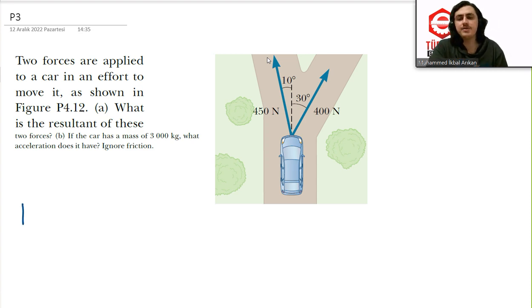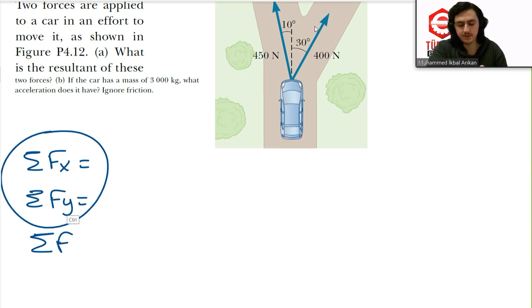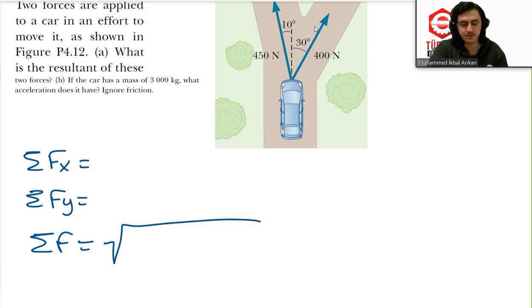So I must know the resultant in x, and I must know the resultant in y. Actually, resultant in x means F in x. I must calculate this one, and I must calculate this one. Then I will know the resultant force, actually the summation of these two. The summation of these two will be equal to the square root of summation of Fx squared plus summation of Fy squared. So I will know the net force, the resultant force which is acting on the car.